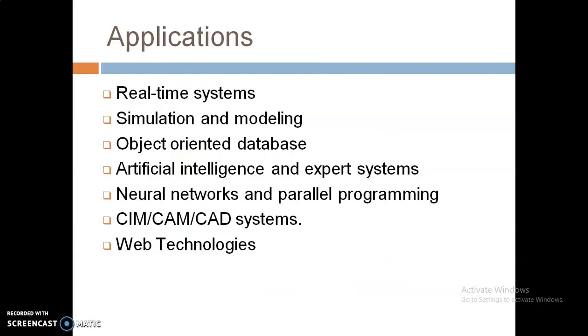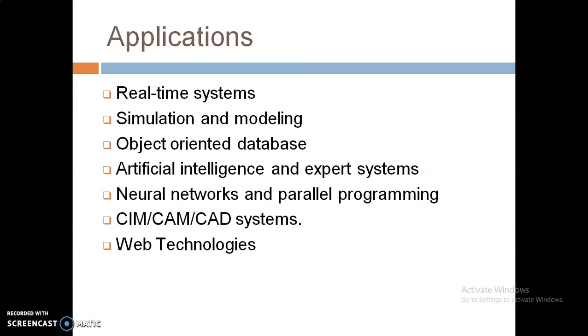Now let's discuss some of the applications of object-oriented programming. So, the first application is real-time systems. We can build real-time systems using object-oriented programming like C++. So, what is a real-time system? Any application that monitors static or dynamic behavior of a system continuously with respect to time is called a real-time system. For example, traffic control systems or process control based applications in industries.